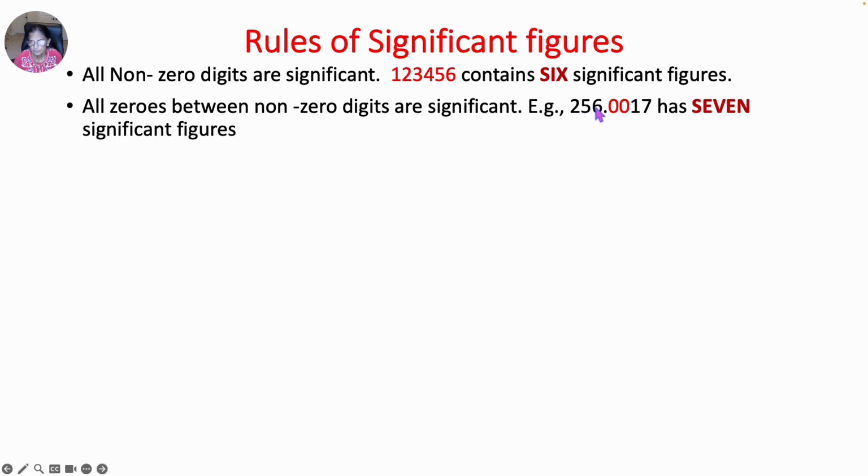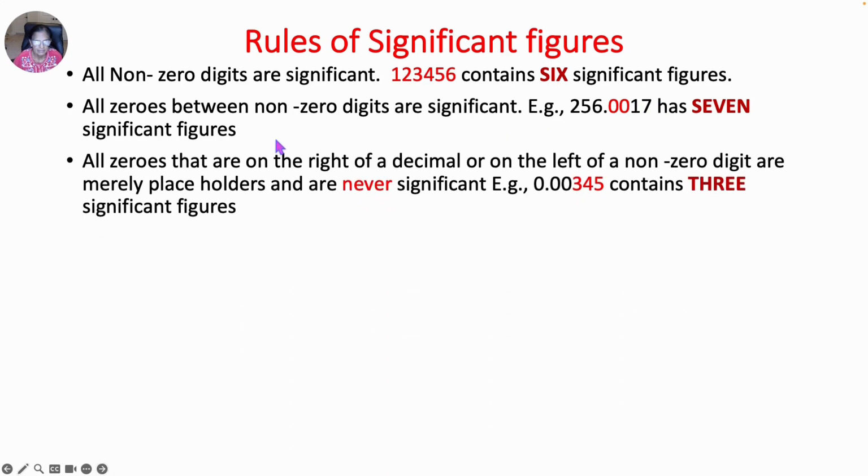For example, 256.0017, between these two non-zero digits there are 2 zeros. These 2 zeros are significant. So the total number of significant figures in this number is 3 plus 2, 5 plus 2, 7 significant figures.